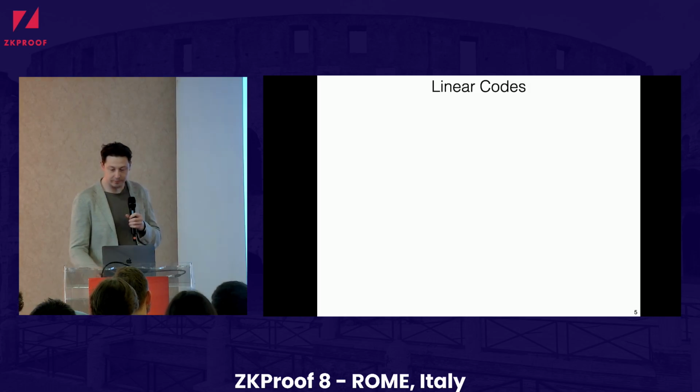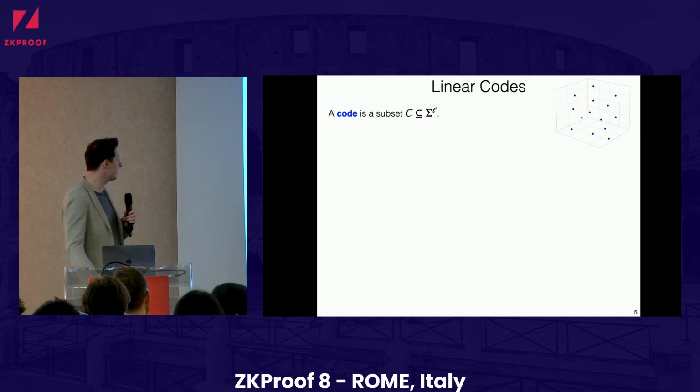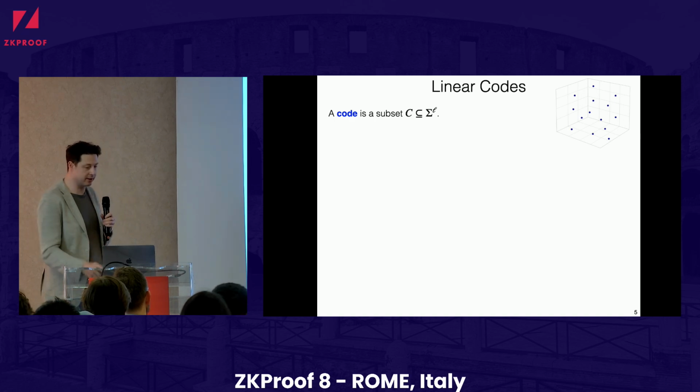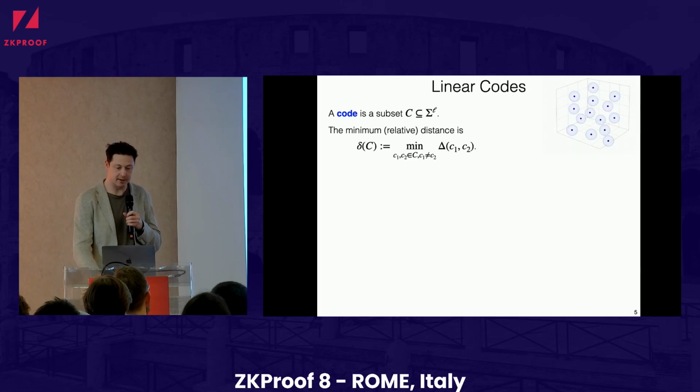All right, so we're going to be working with linear codes. Many of you know what linear codes are. I just do this primarily to get a common notation between us. A code is a subset of points, a subset of vectors in some space.